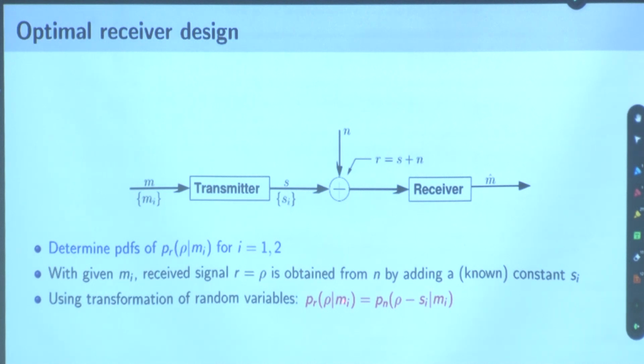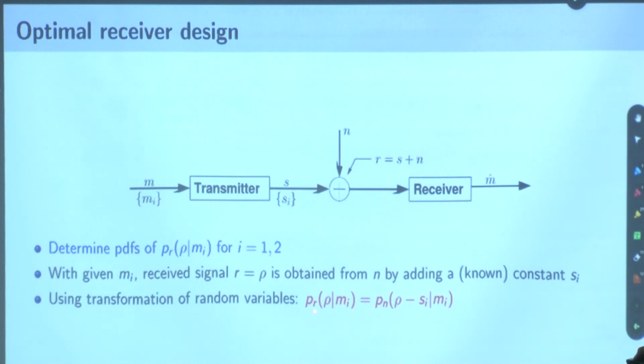And so what are we saying here? Read this carefully, this is the PDF of R, and this is what we intend to calculate. And what is this PDF? This PDF is equal to the PDF of noise, shifted by a constant S of i. And why are we able to do it? Because we are given Mi. So this given Mi is coming here, this given Mi is coming here.